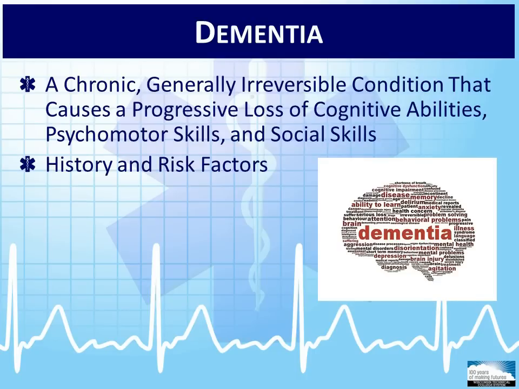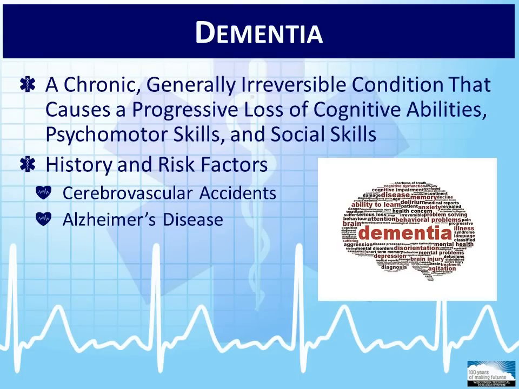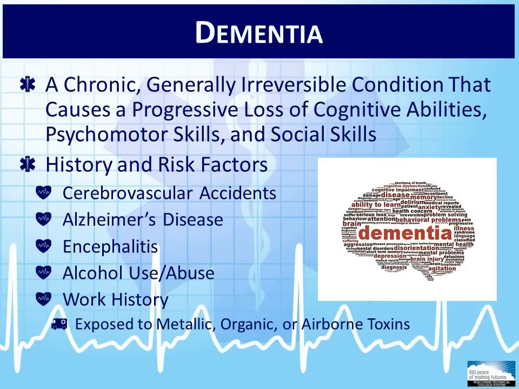Pertinent medical history that increases a person's susceptibility for developing dementia includes cerebrovascular accidents, Alzheimer's disease, encephalitis, alcohol use or abuse, and exposure to toxins, including metals and organic materials. When caring for a person with dementia, assess the patient's level of orientation, be aware of signs of abuse, and determine if the patient is able to follow commands. Accidental or intentional medication overdoses can make a patient appear as if he or she has dementia, so keep that in mind during your assessment process.